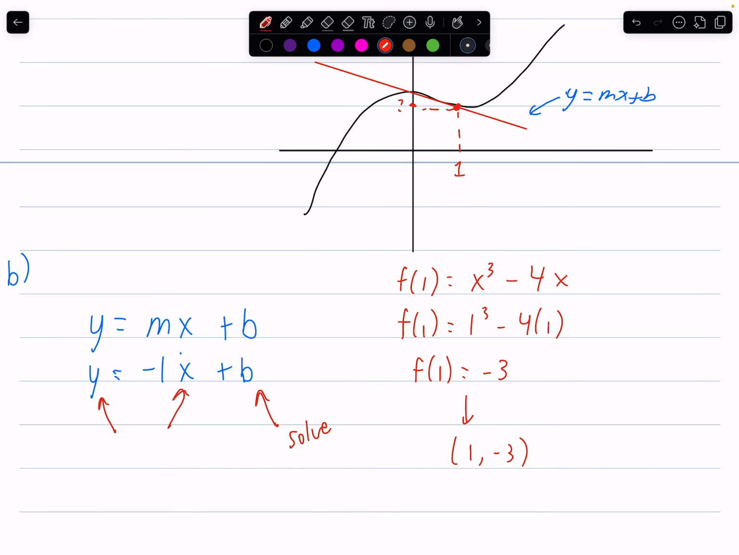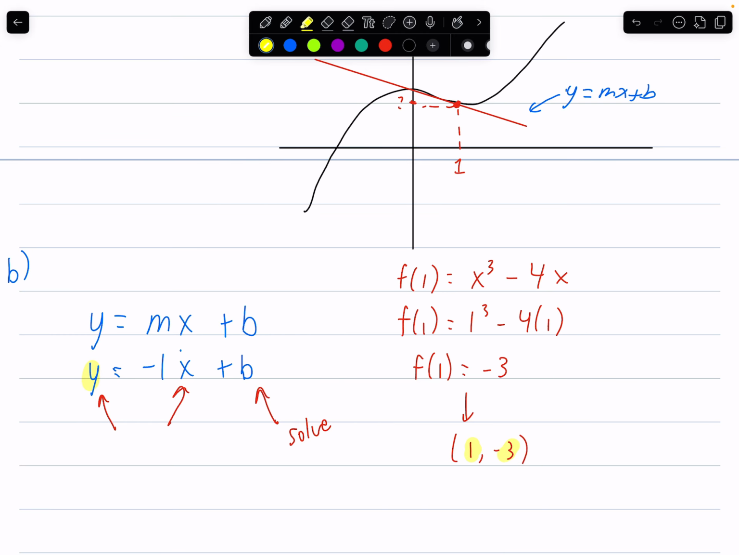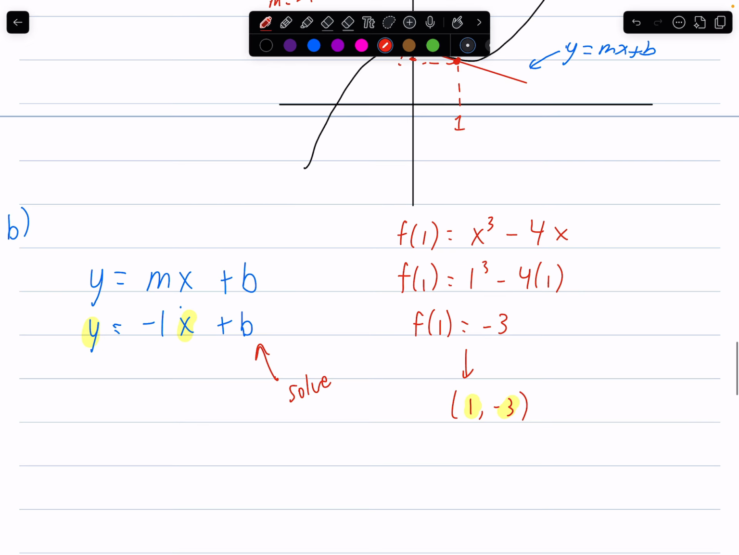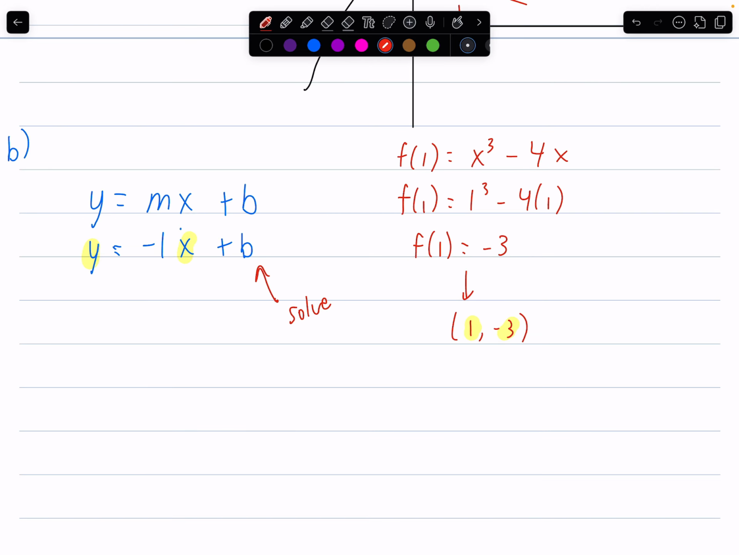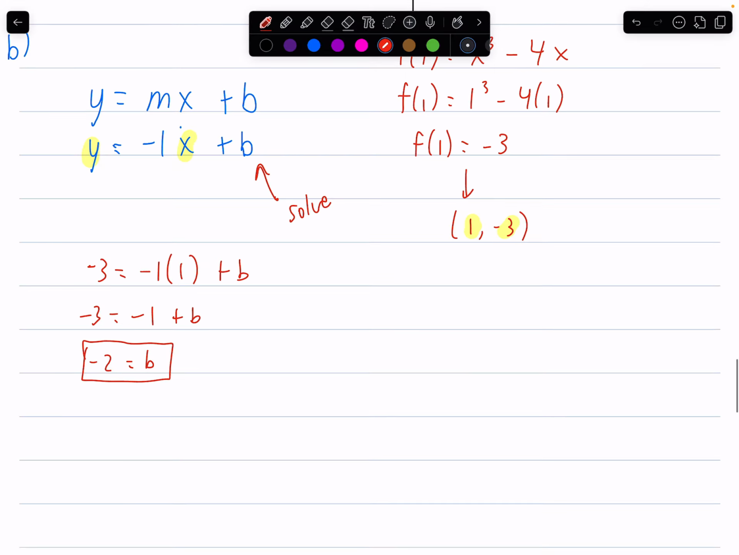And we're going to plug these points in as y and x so that we can solve for b. Let's do that, because this is going to help us determine the equation of the tangent. We need that b value. So -3 is equal to -1 times 1 plus b. -3 is equal to -1 plus b. -2 is equal to b. Okay, so we found the b value. So now the equation of the tangent is going to be -1x minus 2. And honestly, you don't even have to put the -1x. You can just put -x minus 2.